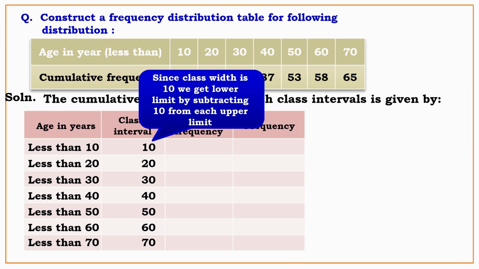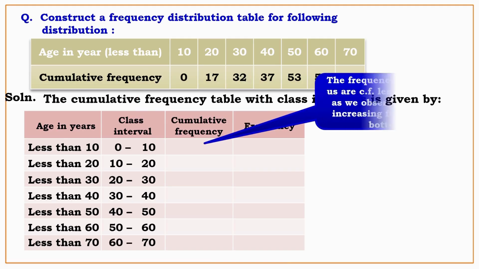How can I get the class width? Because we know that if we subtract two subsequent class interval lower limits or upper limits, we get it. So here we know all the upper limits, so if you subtract them, we get the class width. Now if we subtract the class width from the upper limit, we will get the lower limit. So 10 minus 10 is 0, then 20 minus 10. This is the way we are filling the lower limits.